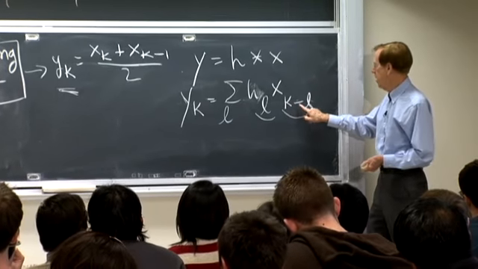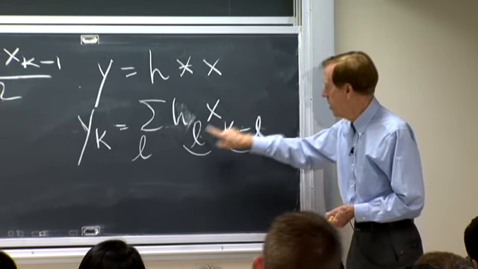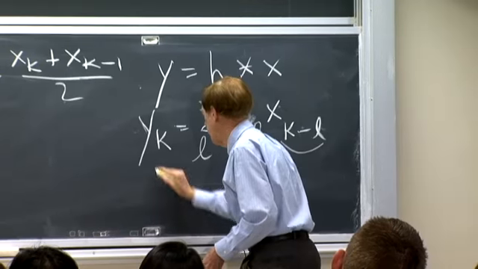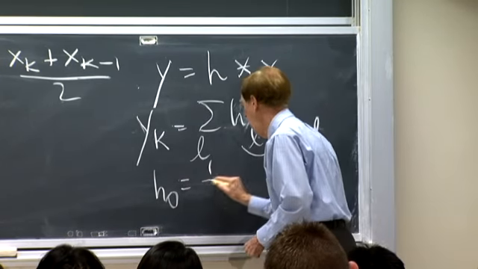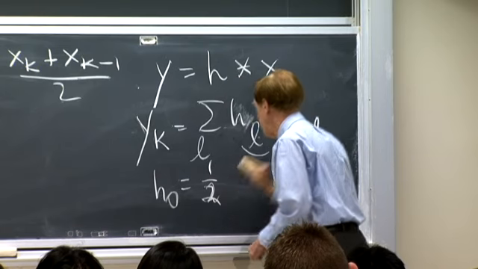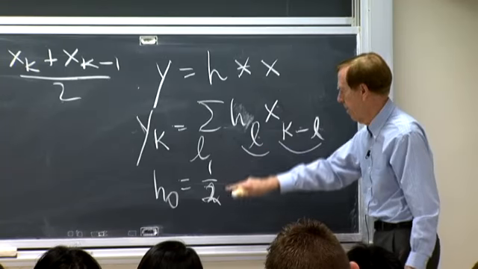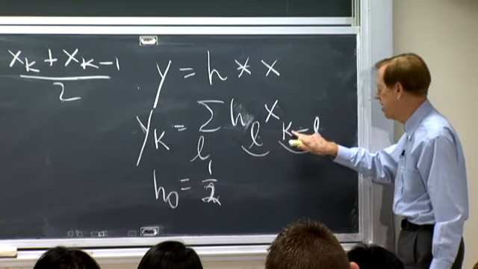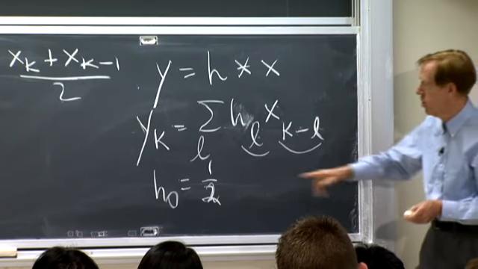So that tells me that when L is 0, I'm getting h0 times xk. So what's h0? It's 1/2. That's what this formula is saying. When L is 0, take h0, 1/2 times xk. Done. Now, what's the other h that's showing up here?